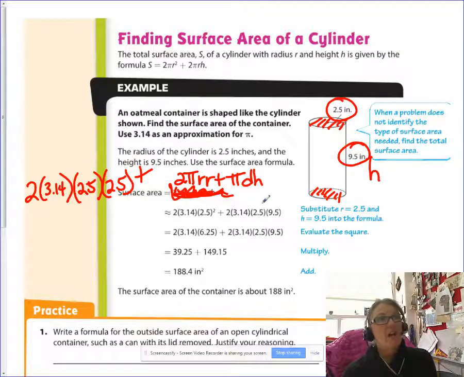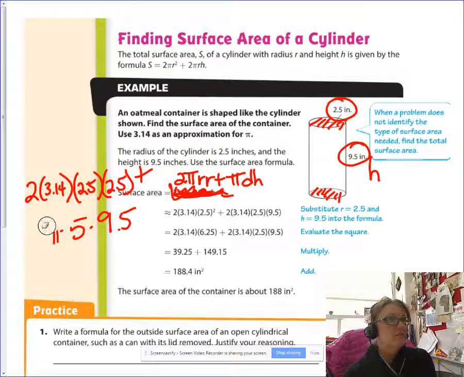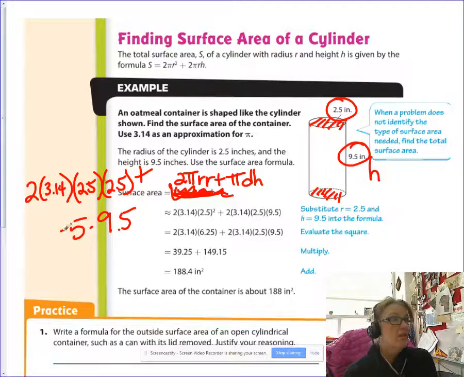Then you have to add onto all of that the rectangular side piece, the wrapper or the label that goes around. That ends up being pi times the diameter, which is 5, times how high it is, 9.5. Oh my goodness, that is a whole lot of decimal work there, huh? So you can say, thank you, guy that invented the calculator, because this is all the math.